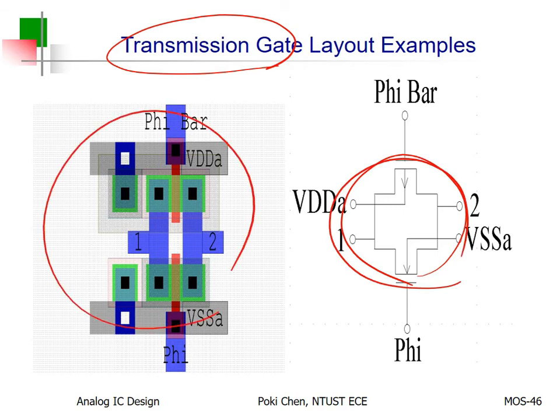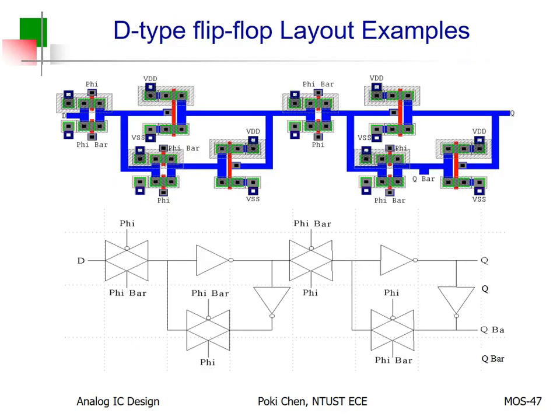And after you know how to do the layout for the inverter and the transmission gate, we can lay out even more complicated logic gates. For example, this is a D-type flip-flop. Oh, I need to highlight that. I need to point out that for many of the digital gates inside an analog chip, usually the layout is done by our hands.